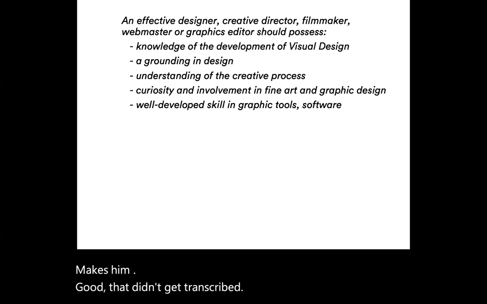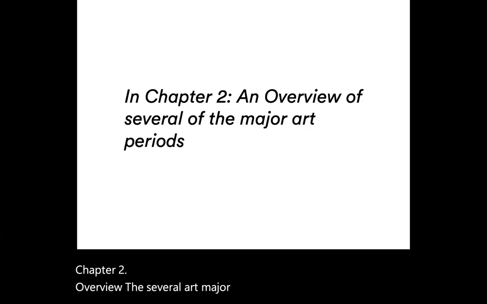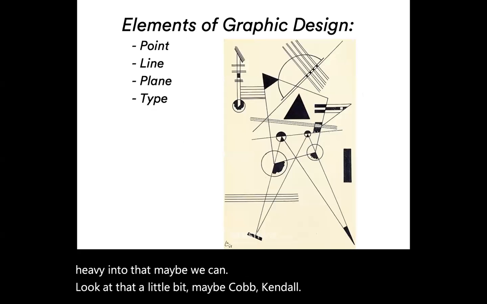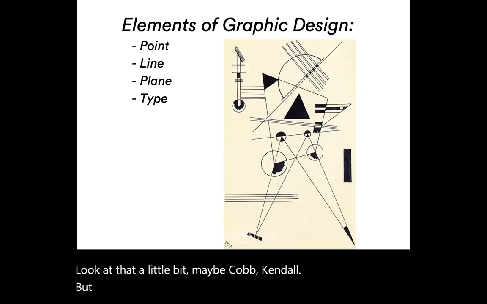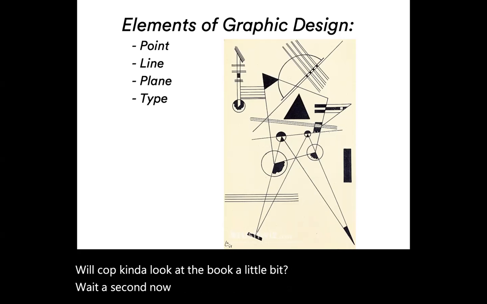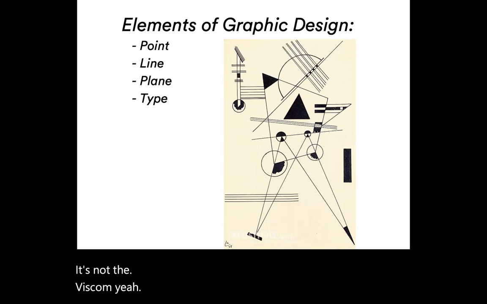Okay. Chapter 2: Overview of the several major art periods. I'm not going to go too heavy into that. Maybe we can look at that a little bit, maybe call up Kindle. But elements of graphic design. We've got some time, so maybe we'll call up Kindle and look at the book a little bit. Wait a second. No, it's that communication book, not the BizCom. We'll work this out. Maybe I'll talk a bit about it on Tuesday.